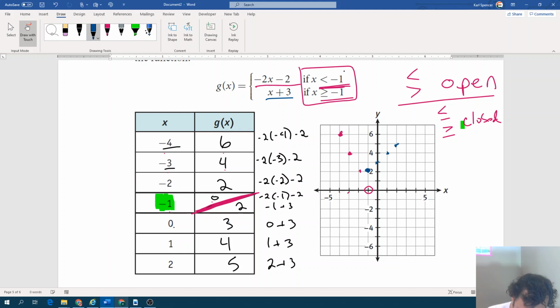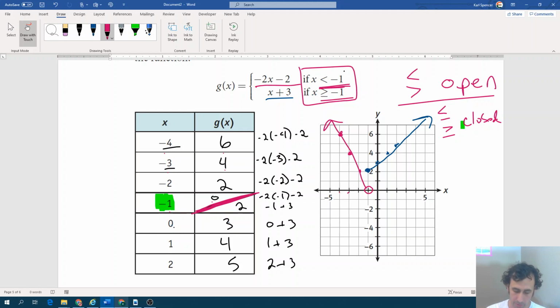And if I were to draw these lines, line 1, line 2. Our first equation, negative 2x minus 2, is going to be this line that we graph all the way up to when x is negative 1.